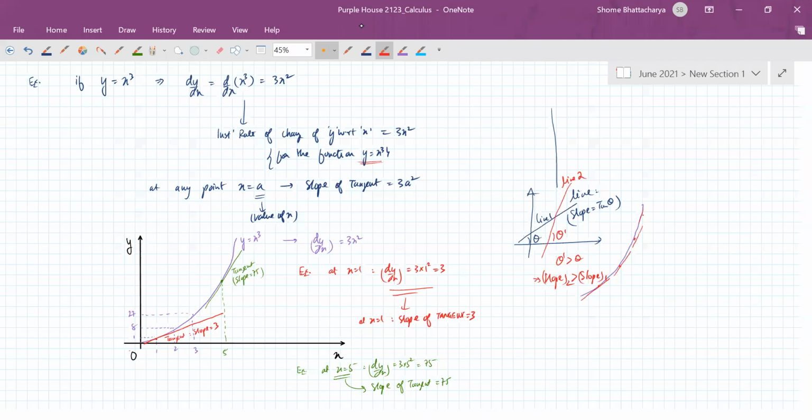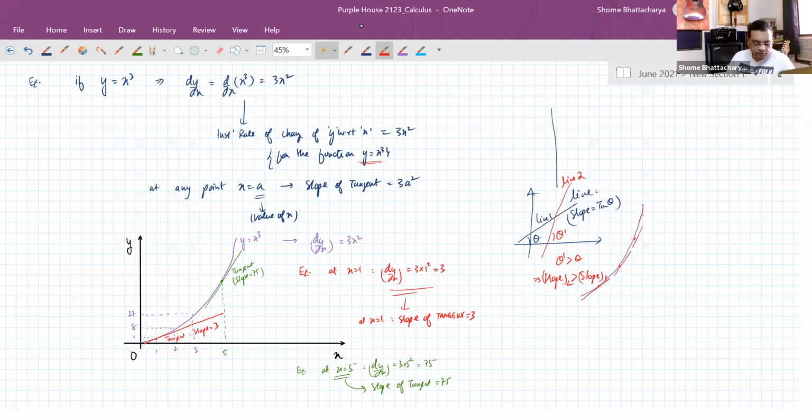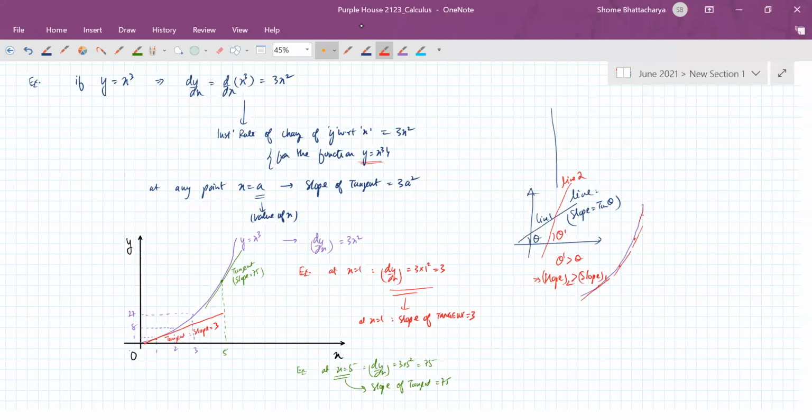Sir, can you please just re-explain the statement for differential calculus? Sorry, come again, Vita. Can you please just re-explain in brief the meaning of differential calculus, what operation exactly? We'll do that. We'll do that. Okay.